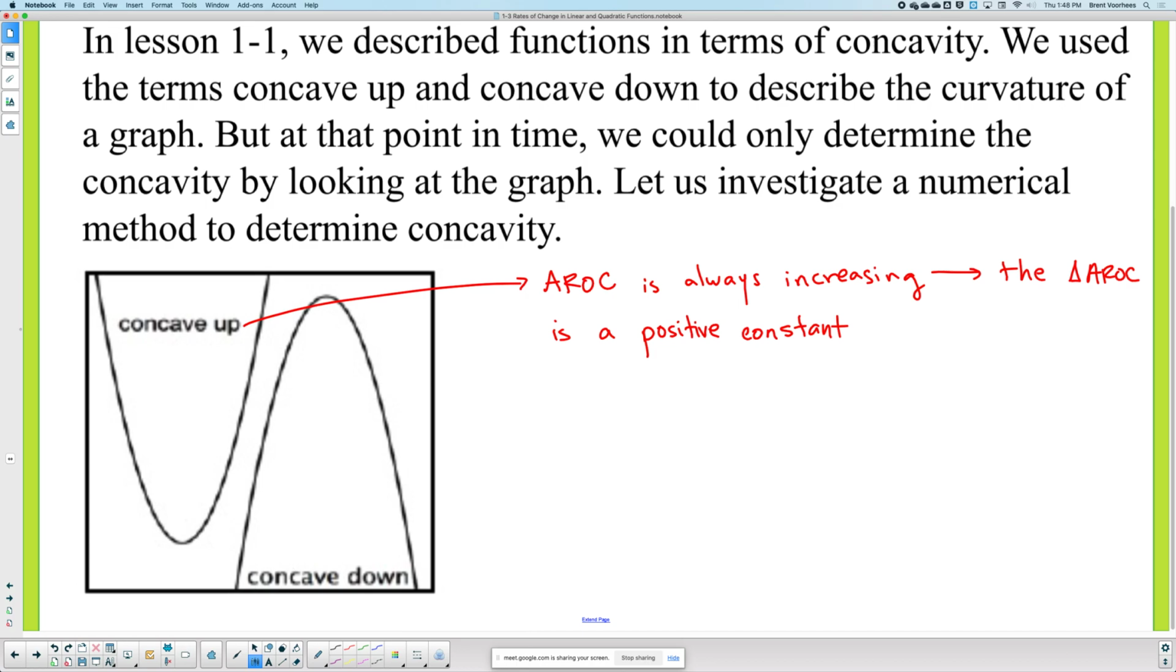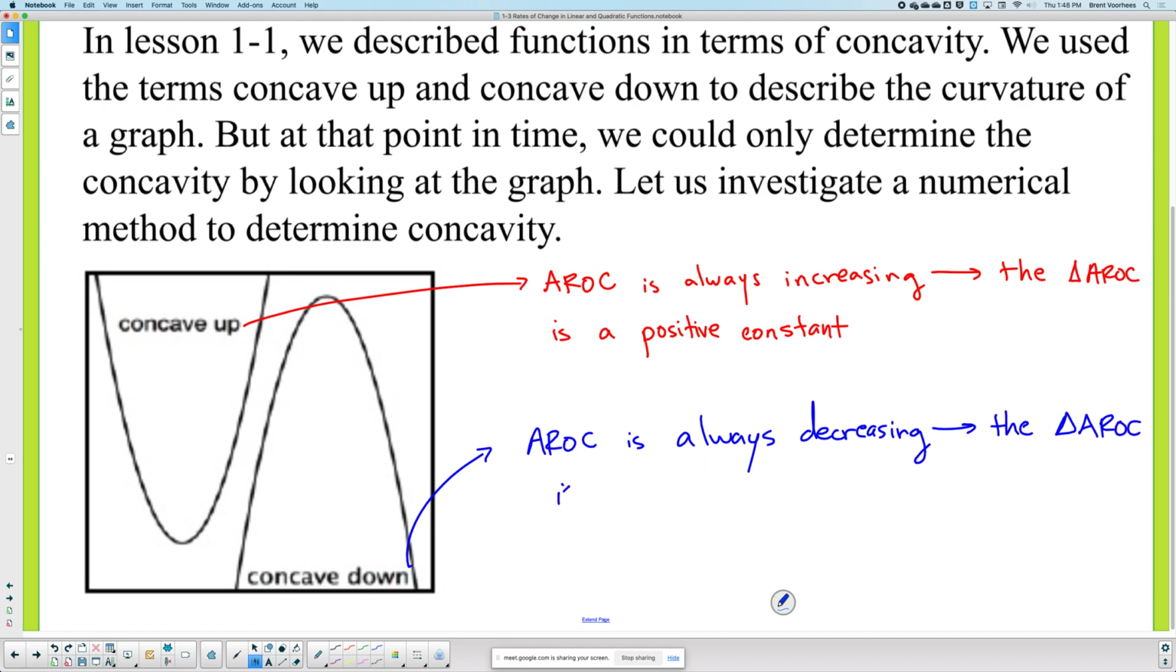Let's write that in. What do we know now about concave down? We already knew that the AROC is always decreasing. Whoops, that was ugly. Let's try that again. Is always decreasing. So now we're going to learn about the change in the average rate of change. Whoops, forgot the A. The change in the AROC is a, what do I do different this time? Negative constant.